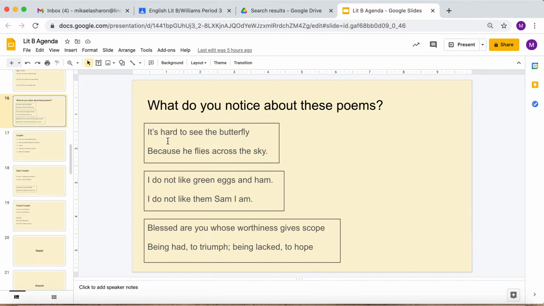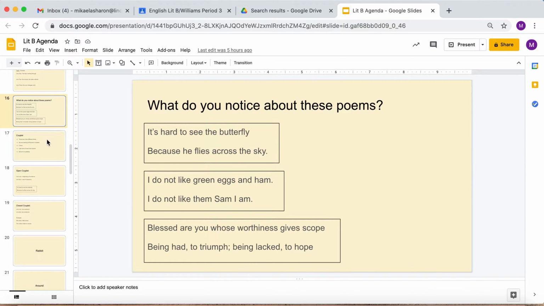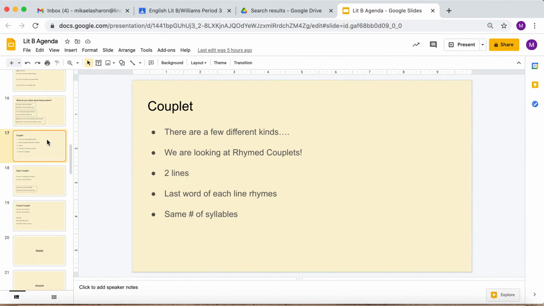And then we also noticed that in these 2-line poems, they have the same number of syllables in each line. So it's hard to see the butterfly is 8 syllables. Because he flies across the sky is also 8 syllables. So each line has the same number of syllables. These poems are called couplets, and we are looking at rhymed couplets in this class.